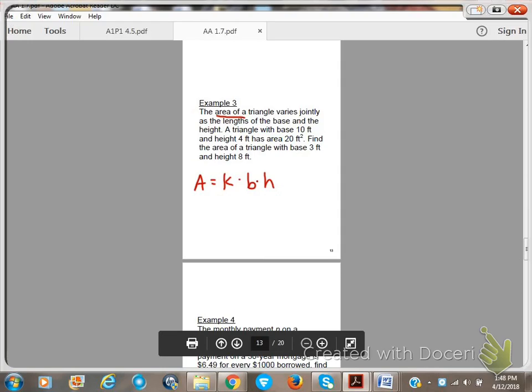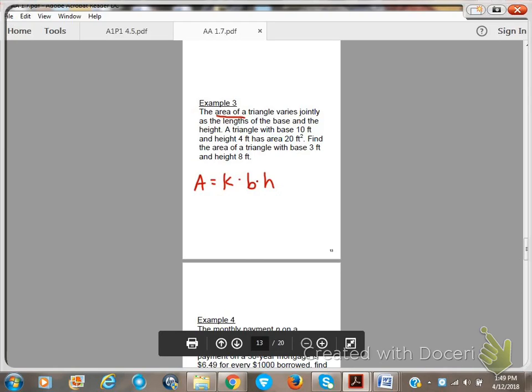Chrissy, in there anywhere, does it say the square of the base or the square root of the height? Like on the last problem, it said items, the square of the items. Do you see that here? No, so you don't have to worry about including an exponent or a square root. If they want that in there, it'll say it in the problem.